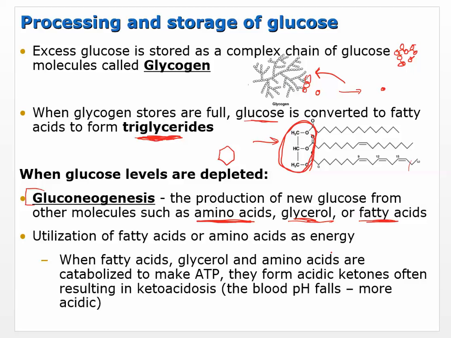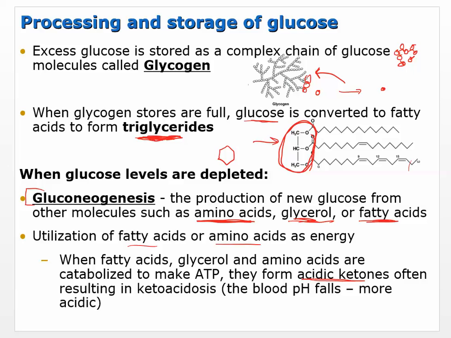Now, one of the things that happens when you make new glucose, so utilization of fatty acids or amino acids, is energy. So one of the things, and glycerol, but one of the things that's produced are these things called ketones. Okay. So when fatty acids, glycerol, and amino acids are catabolized, broken down, to make ATP, they form acidic ketones.